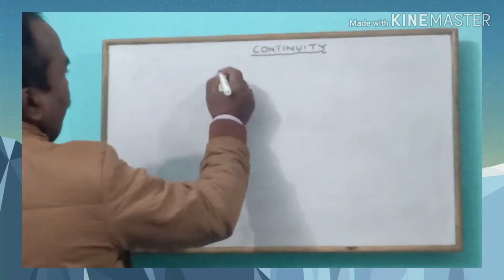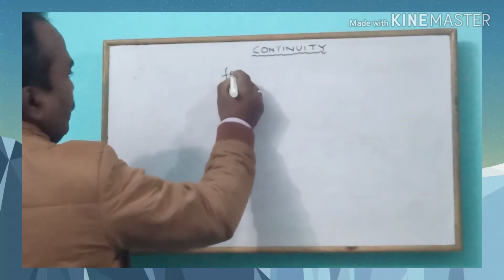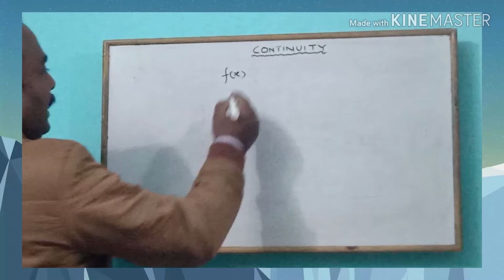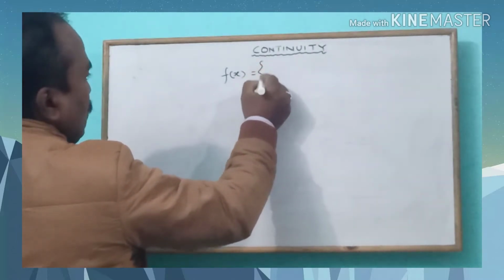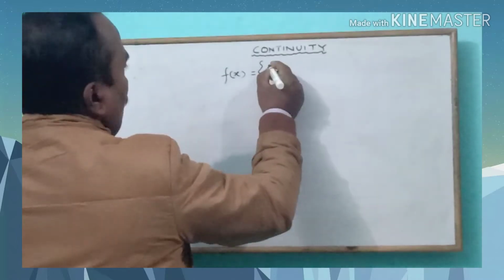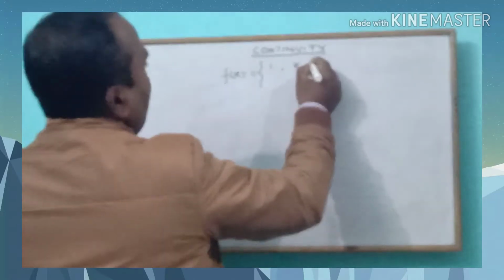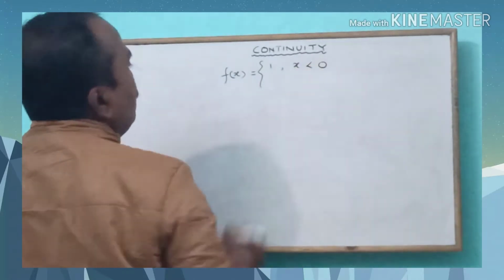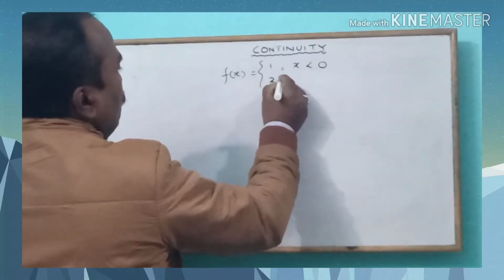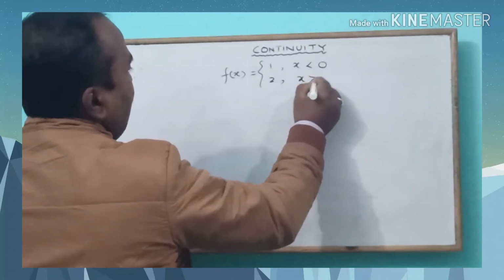So let us understand the concept with the help of a function and its graph. So if I take a function, say f(x), which is defined in this way, f(x) is equal to 1 when x is less than 0 and equal to 2 when x is greater than or equal to 0.